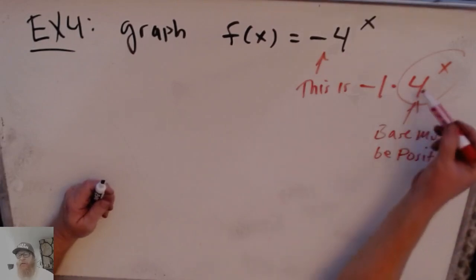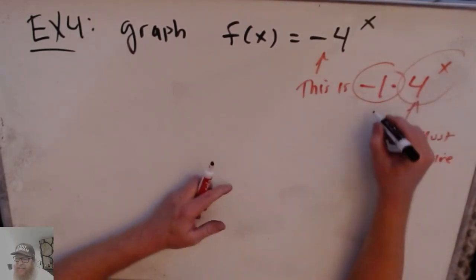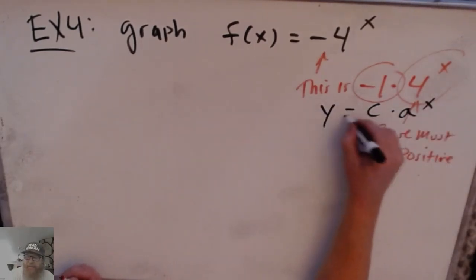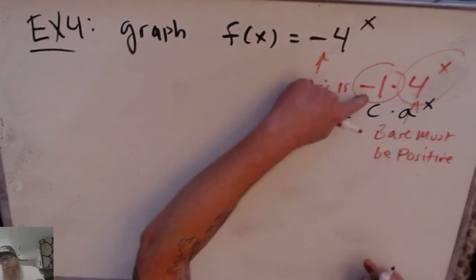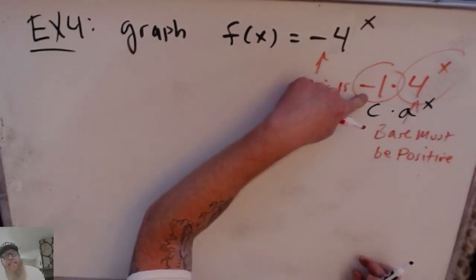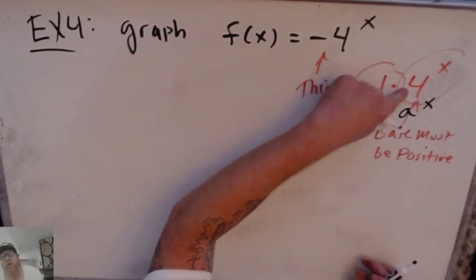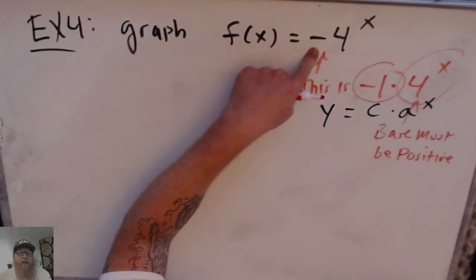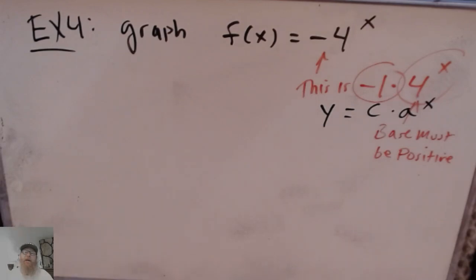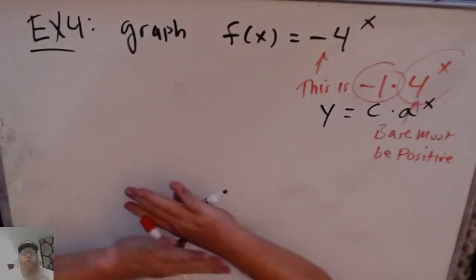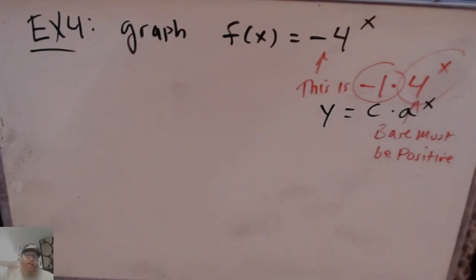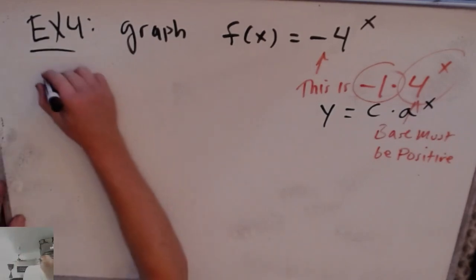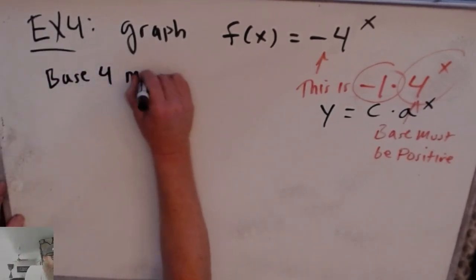Okay. This is like your A, and this is like your C. Yeah, at the beginning of the lesson, I said you have CAX. Well, now we can see our C. Yeah, our C is negative 1, but our base is 4. So when I read this, I say negative, wait for it, 4 to the x power. Because if you say negative 4, you will screw up all the points on the graph, and they'll all end up upside down and backwards and in the wrong place. Okay. So this is the way we do it. We're going to do a base 4 mother.